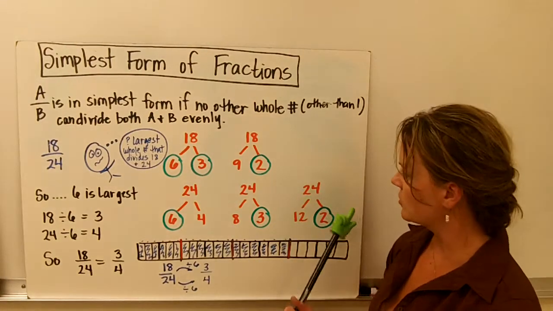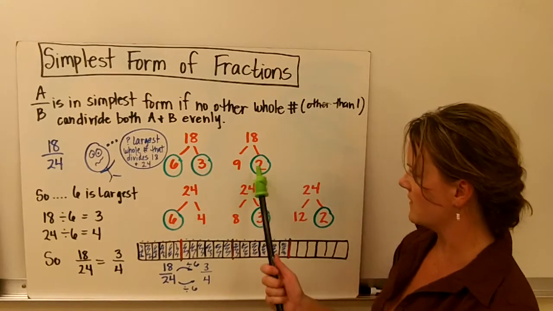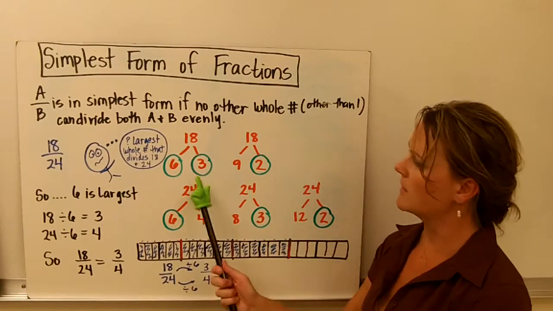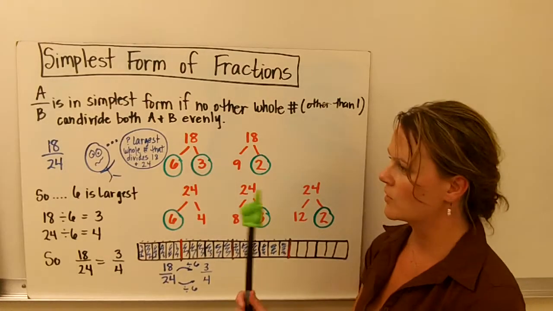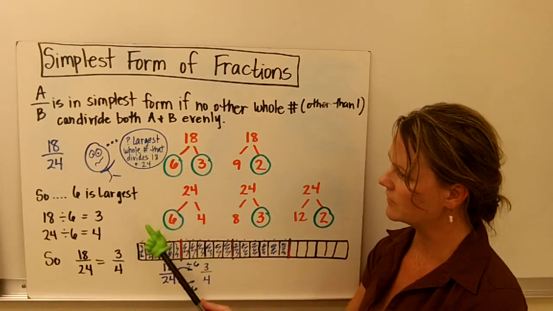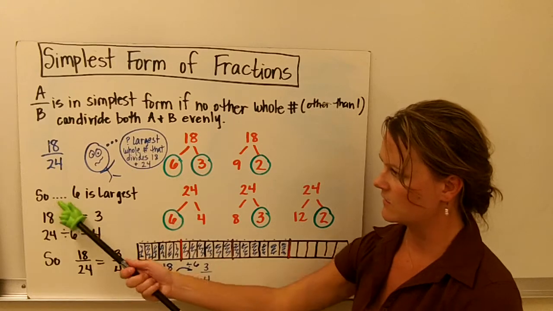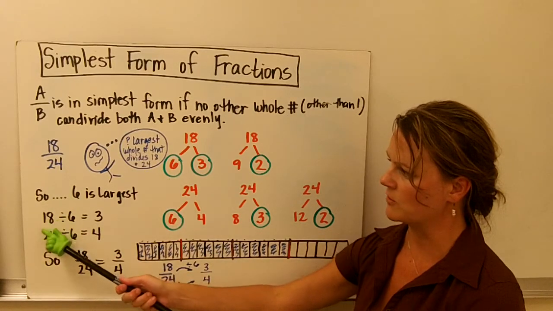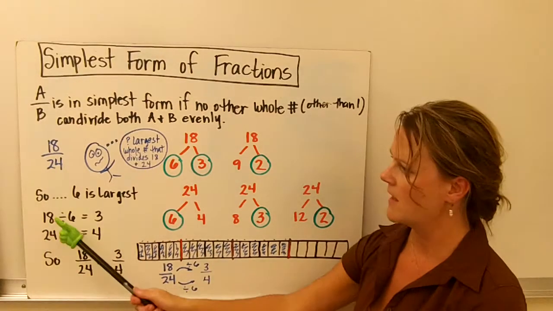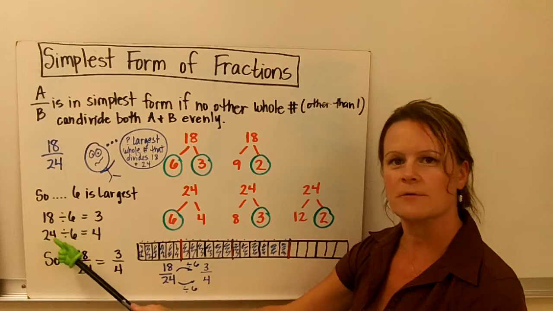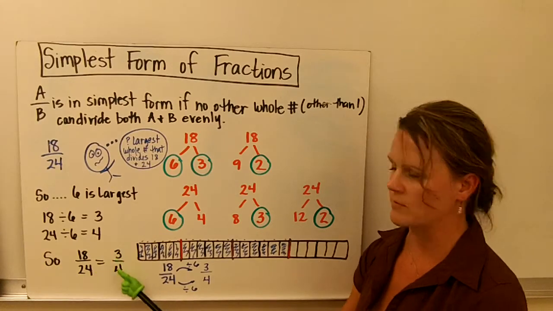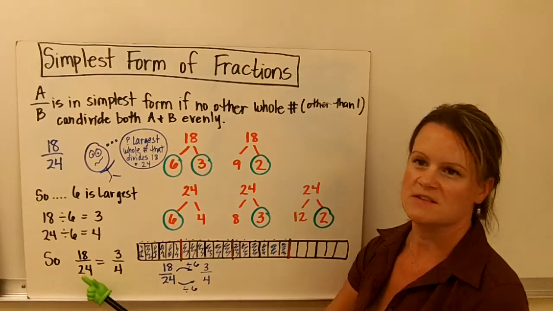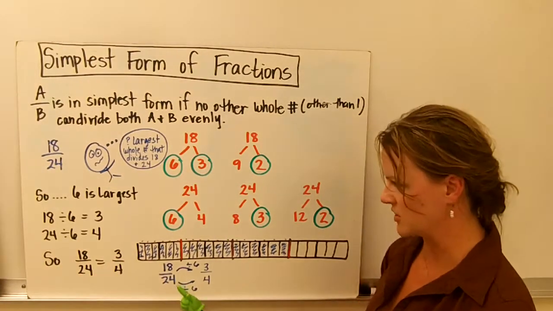So now I'm going to circle all of the common factors. Well, I see 2 as a common factor, I see 3 as a common factor, and I see 6 as a common factor. Of course, I want to use the largest whole number, so I'm going to use 6. So since 6 is the largest, I'm going to divide both my numerator and my denominator by 6. 18 divided by 6 is 3, 24 divided by 6 is 4, so now I know that 18/24ths is equal to 3/4. Now I want to visually show that as well, using a picture diagram.